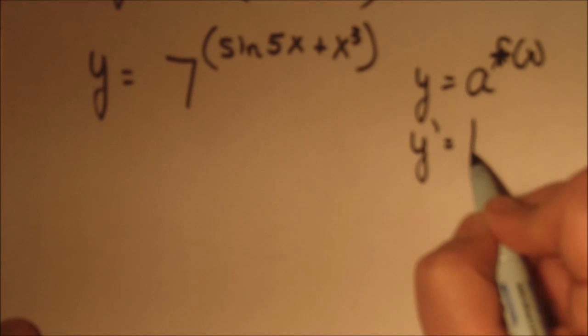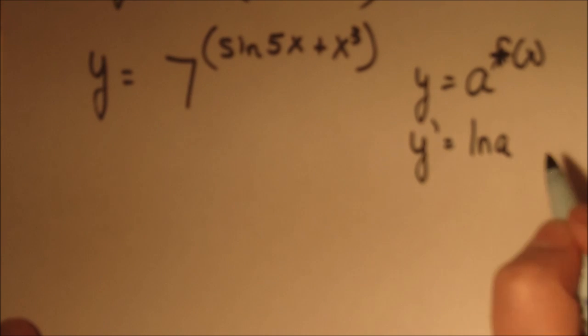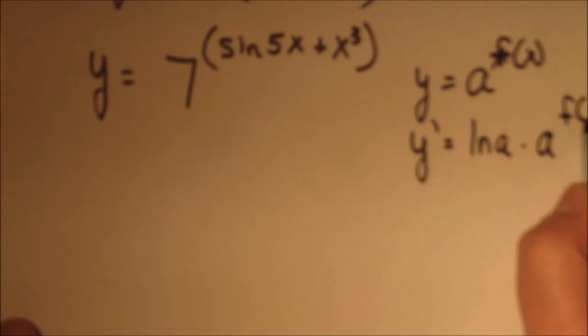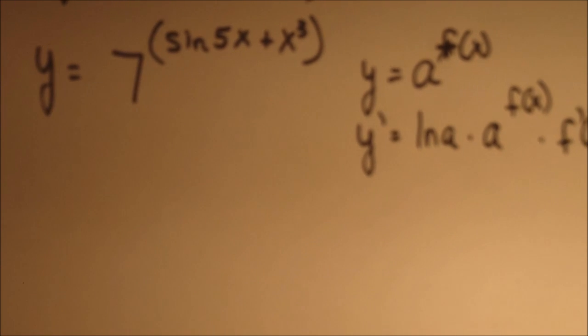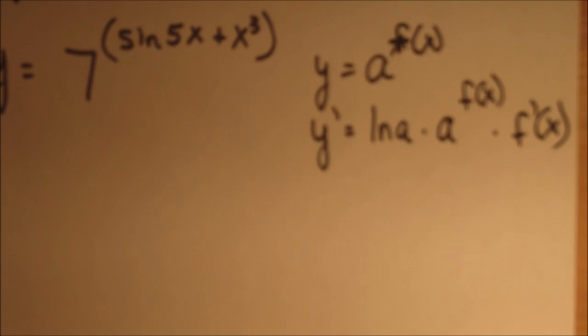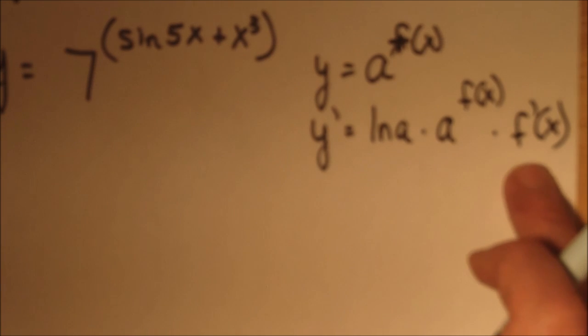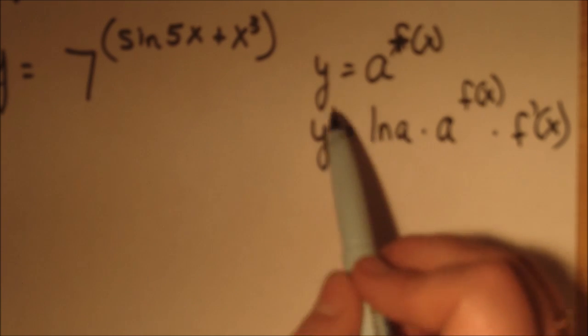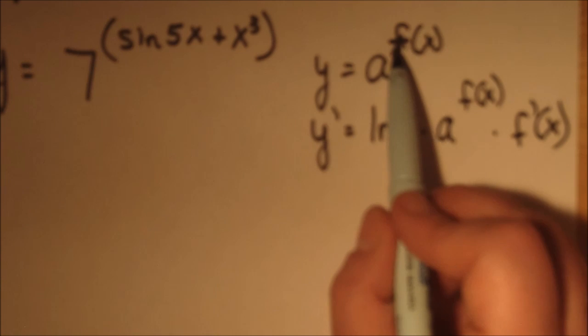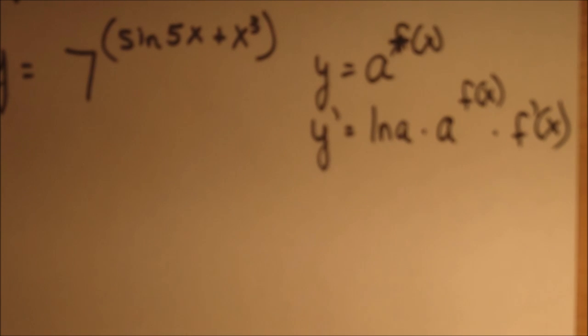So this would be natural log of a times a to the f of x times f prime of x. Again, any order that you have this in would be fine. Remember that this is our law for finding the derivative of a to some function of x. So pause the video and try this one.